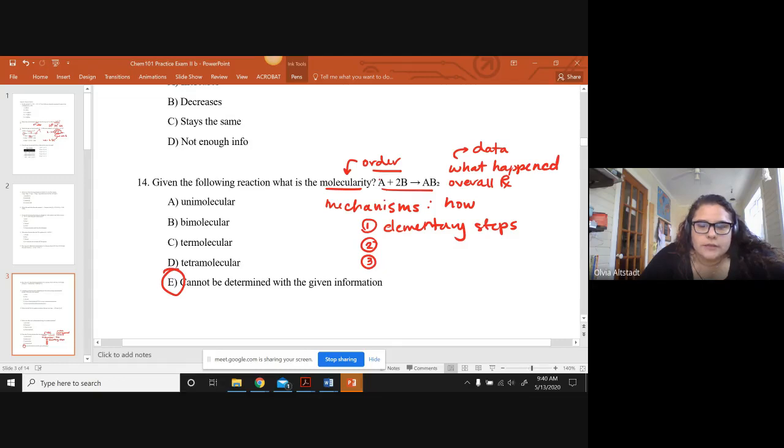Any questions with this? I think that the confusion in this question came from not associating molecularity with order. If you just thought, oh, there's two things, there's three things here, I'm going to say it's termolecular, I can understand that. That's an understandable mistake if you were not thinking, oh, this is talking about the order of the reaction. And the only way you could determine the order is either knowing the data or knowing the mechanism of the reaction. From the overall reaction, you cannot establish that order, which is the molecularity. Okay.